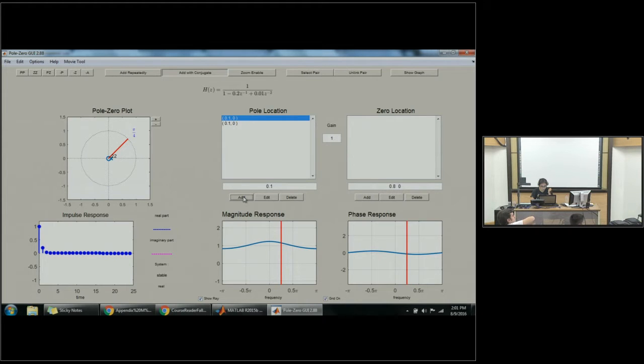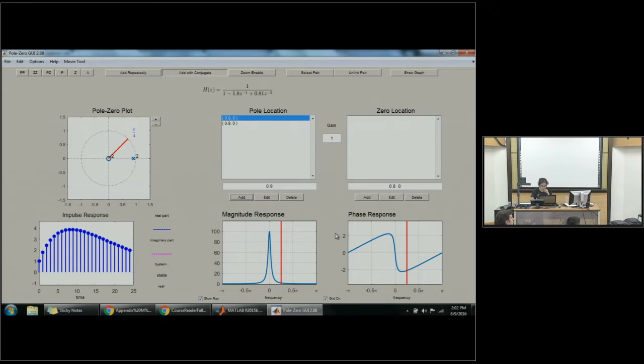Now let me put 0.9. Look at the magnitude gain that I have for zero frequency. It's 100. It's getting multiplied with 100, and all the other frequencies are getting multiplied with 0. So my filter is of better quality. It's now an actual low pass filter. So the further away it is, the better effect it has.